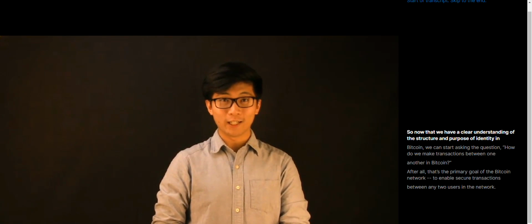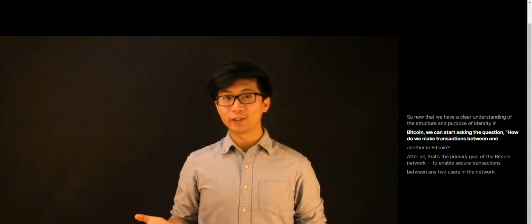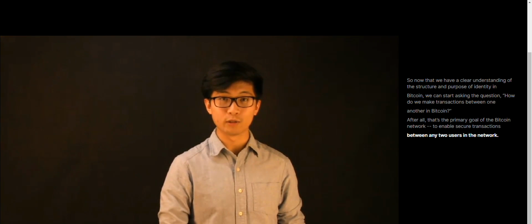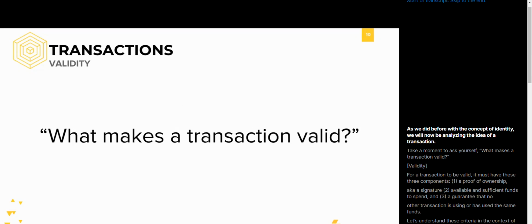Now that we have a clear understanding of the structure and purpose of identity in Bitcoin, we can start asking the question: how do we make transactions between one another in Bitcoin? After all, that's the primary goal of the Bitcoin network, to enable secure transactions between any two users in the network. Before, we dealt with the concept of identity; we'll now be analyzing the idea of a transaction.